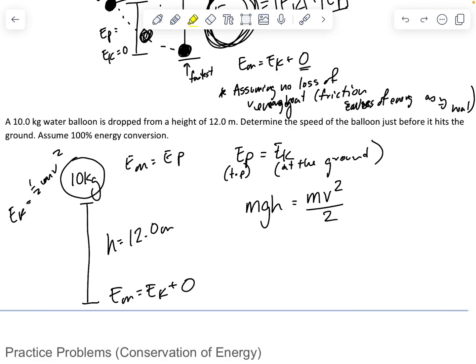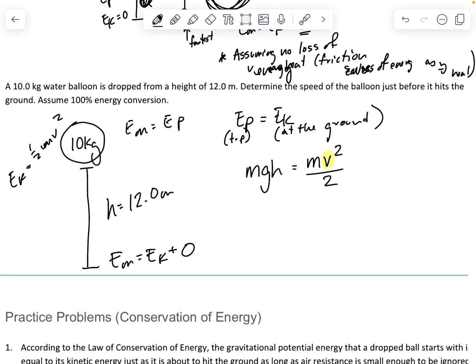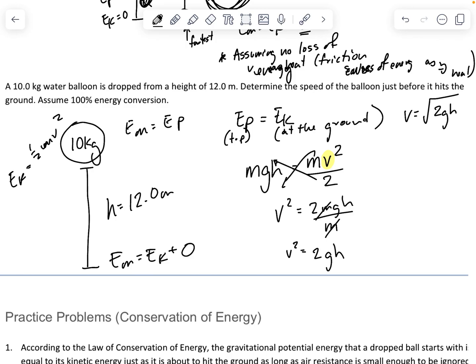So it's asking us, though, to find the speed. So I'm going to rearrange this, and to get the speed squared by itself, my 2 is going to go up to here, so I get 2mgh, and my m is going to go down here, so I've got m. That'd be v squared. But you'll see that my m's are actually canceling out. The mass of the balloon didn't change. So v squared equals 2gh, and so v equals the square root of 2gh.